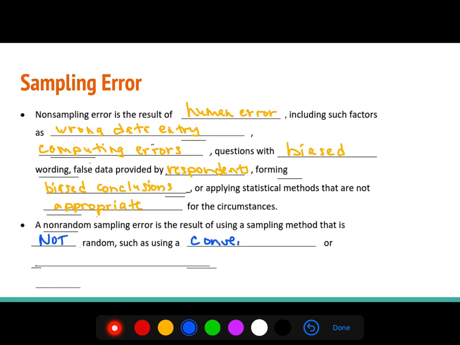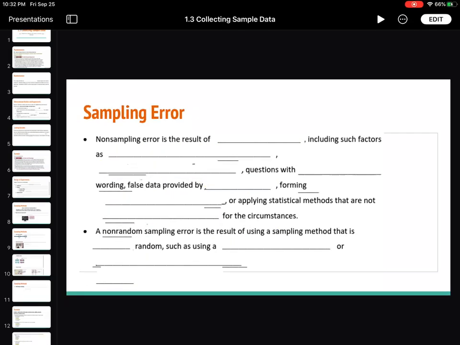Another one that is your fault is a non-random sample error. It's the result of using a sampling method that is definitely not random, such as a convenience or voluntary response sample. So if you're going to be lazy with your sampling, you're going to have bad data, and that's a sampling error.